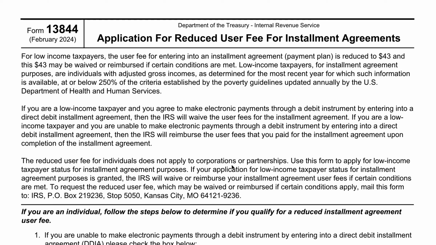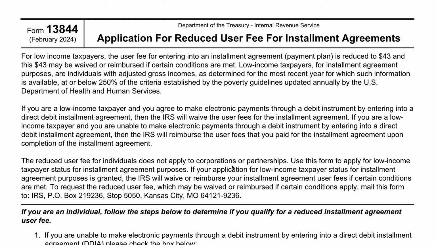So if you are a low-income taxpayer, then you can either agree to make electronic payments through a debit card or a debit instrument, as the IRS calls it. You can go into what's known as a direct debit installment agreement, and there are steps on how to do that within IRS Form 9465. We also discuss this in our article, so you can check out either article, either on this form or on IRS Form 9465 to better understand how you actually do this.